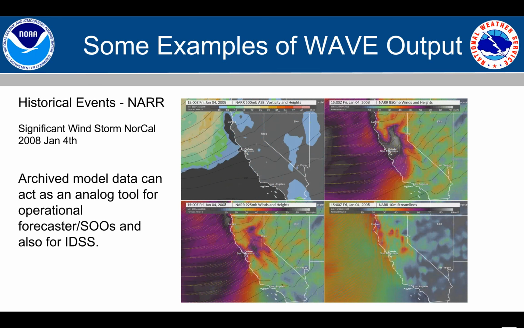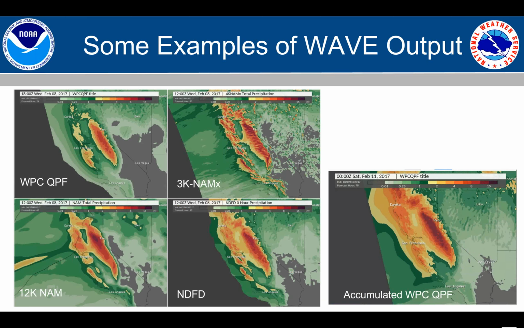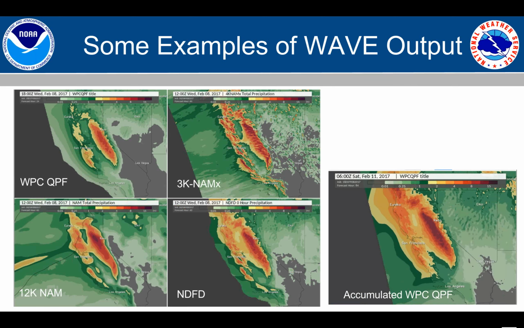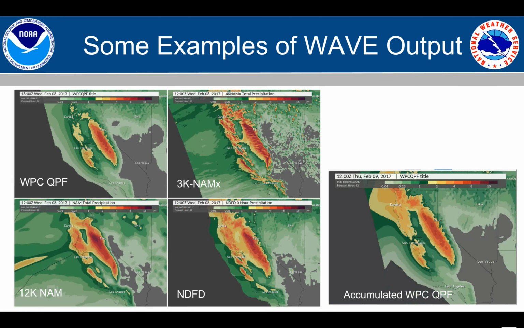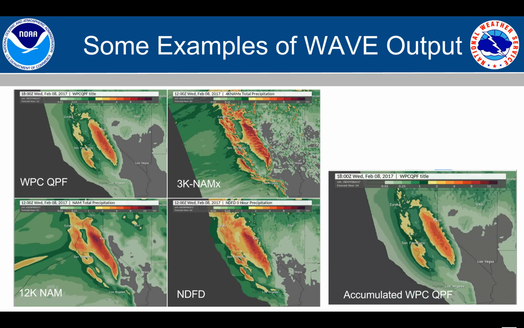We are pulling in National Center's data. This is WPC's PWPF, probability of 1, 2, 4, and 8 inches. That is not operational yet. It's something we're continuing to finalize, but it's in there. We just need more time to get it working. And we are pulling in WPC's QPF as well, and a few fields of NDFD. You can see in that image there in the bottom right is the NDFD compared to some different data sets.